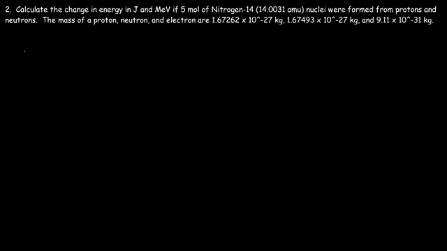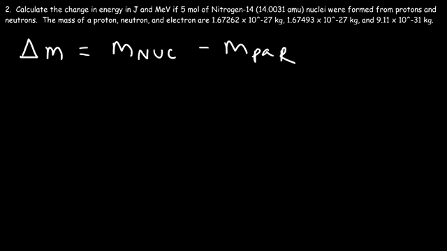So let's begin. So we said that the mass defect is the difference between the mass of the nucleus and the mass of the individual particles that make up the nucleus. So in this case, we're combining protons and neutrons to make up the nitrogen nuclei. And so energy is going to be released when that happens. Anytime a bond is formed between two atoms or two particles, energy is released. So we should expect a negative energy value for our answer.